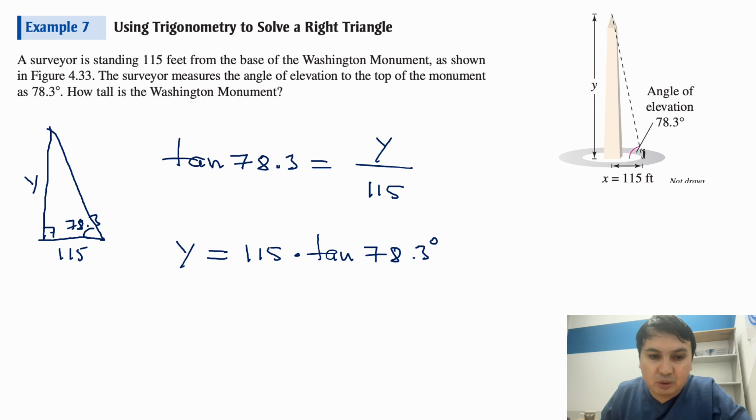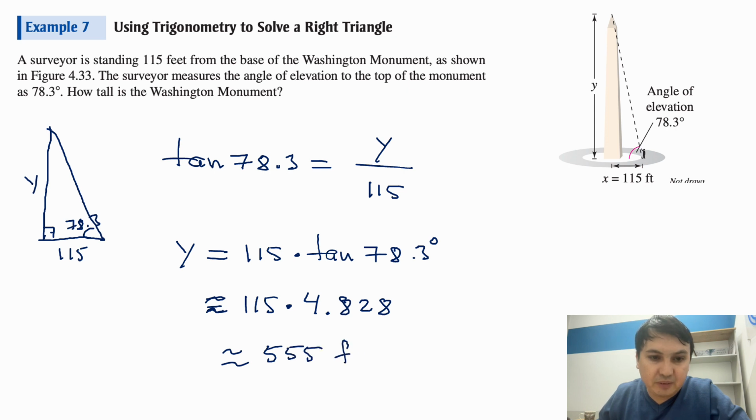So if you're using a calculator, you need to be careful. It should be using degrees here, or you need to convert it to radians and then do it. So anyway, this is approximately 115 times tangent 78.3, which is roughly 4.828. So this is roughly 555 feet. That's roughly the height of the Washington Monument according to the given information.